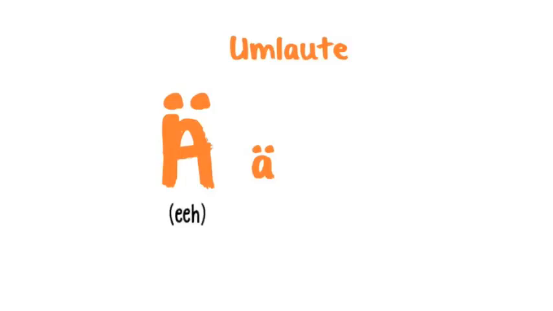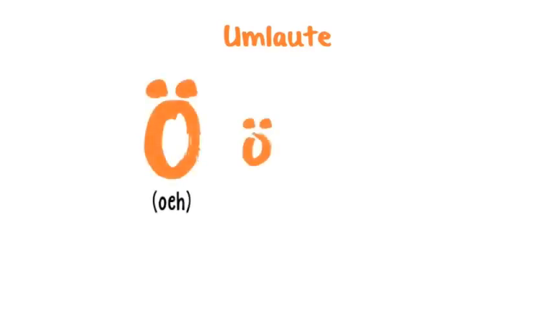Now let's have a look at the special letters called Umlaute. There are exactly 3 of them. The first one looks like this. It's an A with a double dot above the A. We call it Ä, or A Umlaut. A Umlaut is pronounced like the E in the word melon or the A in the word hare.